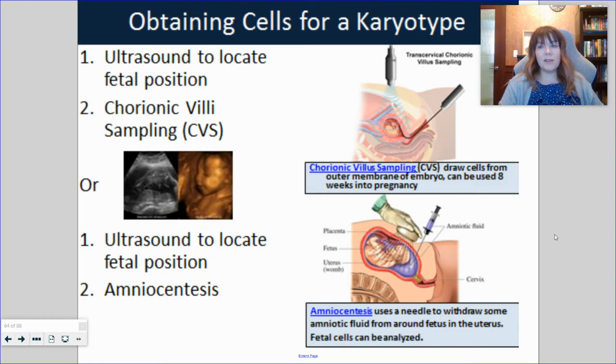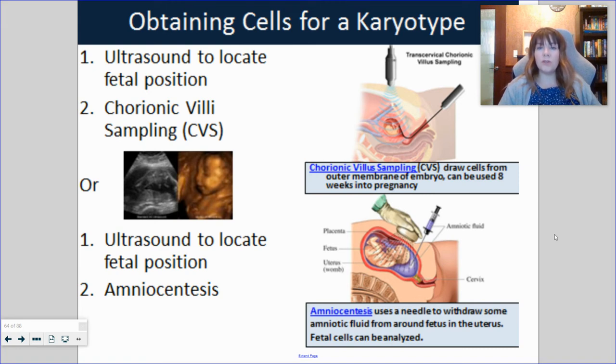So obtaining the cells for a karyotype, there's a couple options you have. Again, we would have covered these in 14 and 15, the human reproduction, but we skipped them because I knew I was coming back to them here. Chorionic villi sampling, CVS, is one of the very first ones that can be done. It can be done as early as 8 weeks of pregnancy because remember, the chorion is only around for so long. By week 12, it's turned into the placenta. So chorionic villi sampling is done really early.